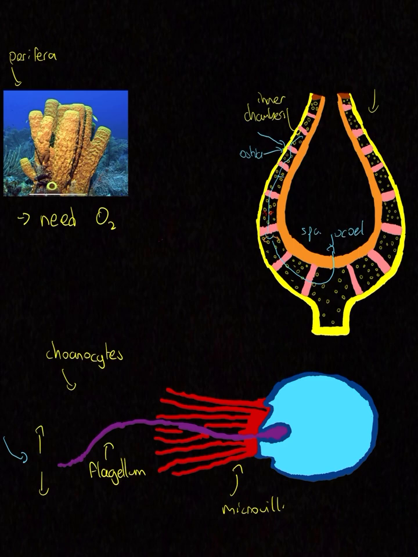The water will get expelled through this gap here called the osculum. Having this gap makes sure the sponge doesn't collapse under the pressure of the water from inside trying to get out. And as the water gets expelled, so does the carbon dioxide and any other molecules that it picked up along the way. We'll talk more about this process in further videos.